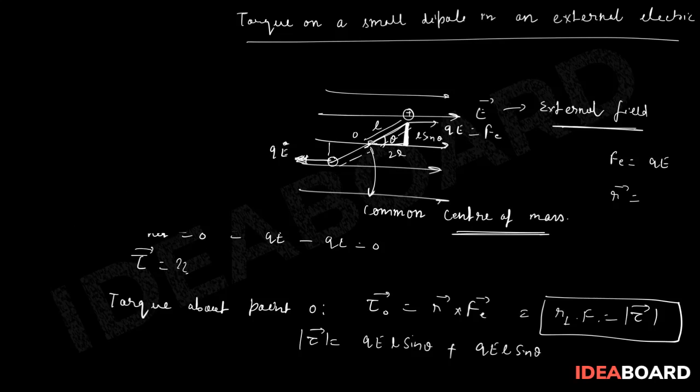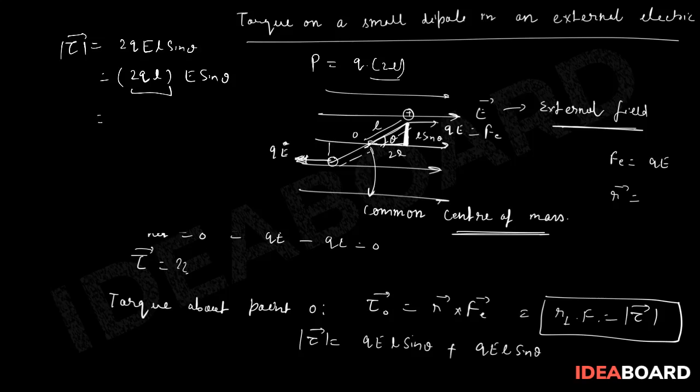So what do we achieve then? We achieve net torque equal to 2qEL sin theta. So we can write it as 2q into L into E into sin theta, correct? This is going to be the magnitude, and we know that, how do we define dipole moment? Dipole moment is defined as q into 2L, correct? So we can substitute this value as PE sin theta.